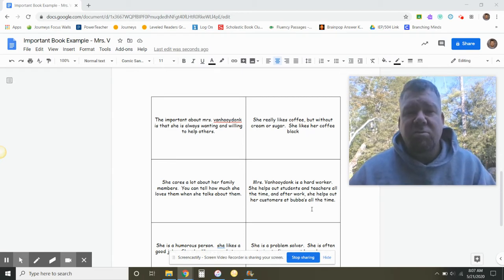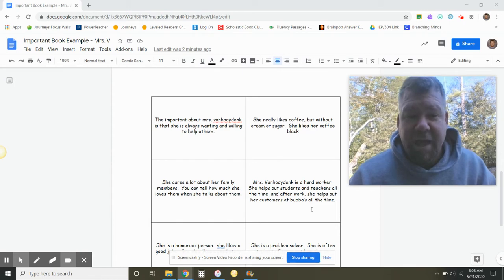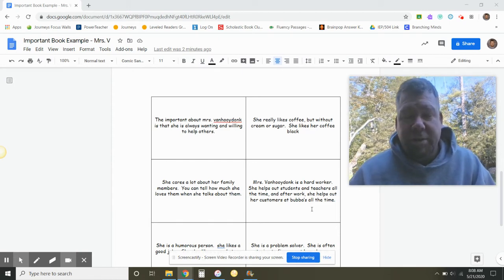Today, we are going to look at revising and editing. What I want you to do is read over your important book very carefully and first revise and edit on your own. After that, please share your important book project with me, and I will help you revise and edit as well. Here's an example of an important book I wrote for Mrs. Van Hooydonk. I will go over how I am going to read it and how I will make changes to it in terms of both revision examples and editing examples.